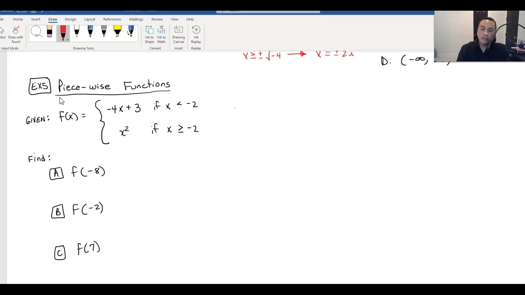And basically, this type of function says this. The function f of x is going to be -4x plus 3 if the x value that you're going to substitute is less than -2. However, if the x value that you're going to substitute is greater than or equal to -2, then the function becomes x squared. So it's 2 different pieces. It's like a line and then a curve, a parabola and a line. 2 different pieces in the puzzle.